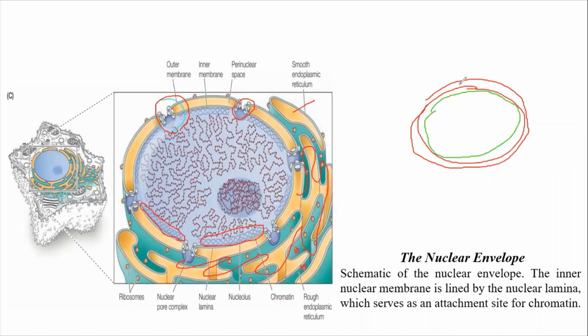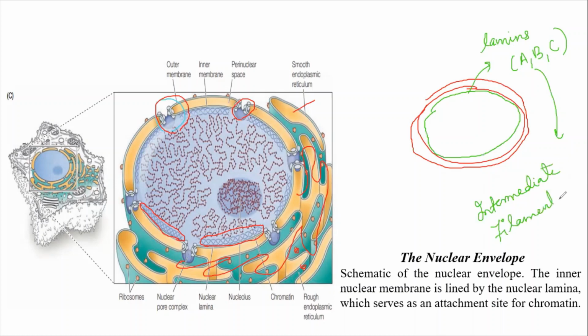Okay, so now the lamina is nothing but made up of lamin proteins A, B, and C. Now, what are lamins? They are your intermediate filaments. Now, what are intermediate filaments? Anyone? Shruti? The cytoskeleton, part of the cytoskeleton. Yes, absolutely correct. So they are your cytoskeleton proteins.